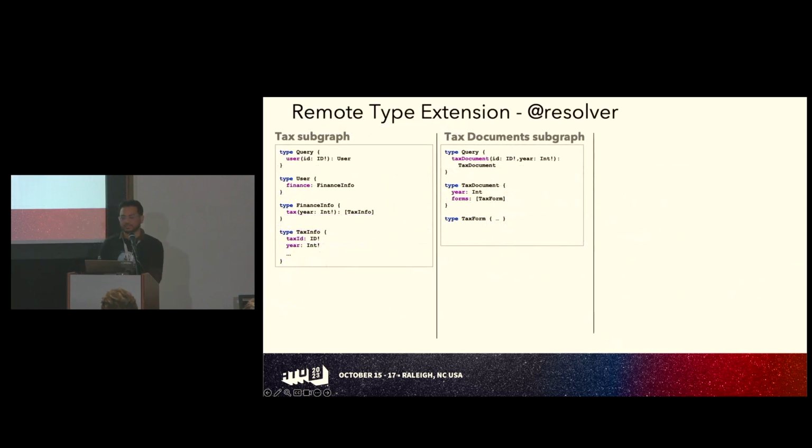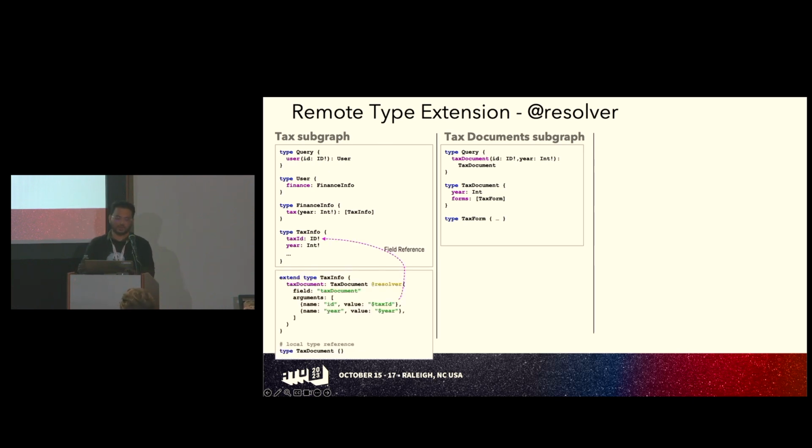The other type of schema composition use case is an actual relationship between the types that belong to different subgraphs. So in this example, there's a tax subgraph which gives details about the tax info. If you see, it takes an argument year and gives a list of tax info, but that is just returning tax ID and tax year. It does not have any details about the documents or the forms that the tax documents have, right? That is coming from the other service. If you see the other service's query, there's a tax document query which takes an ID and a year, and it gives a tax document. So how do you actually link these two so that the client can make a single query?